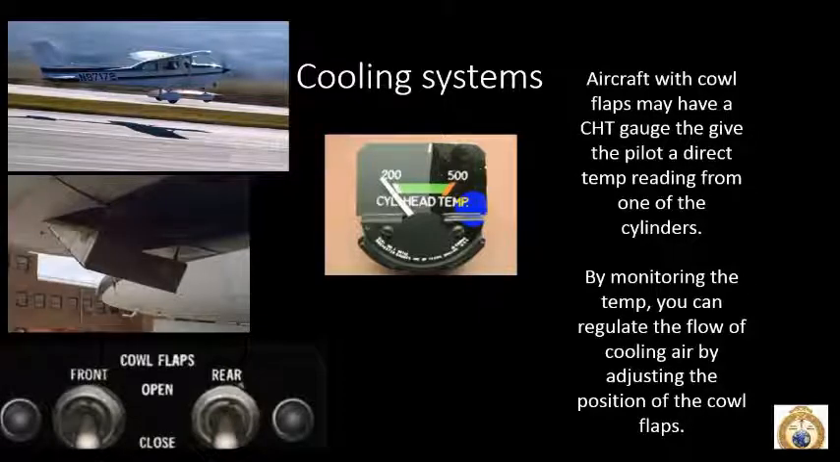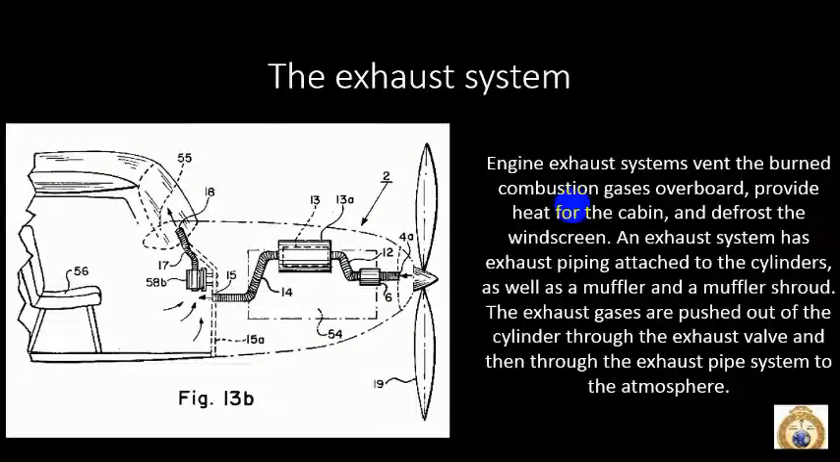So it's kind of like your stoplight system. Green, you can go. Yellow, use caution because the light's about to change. Red, stop. So there's a method to the madness. And then the exhaust system. It's a part of cabin heat and windshield defrosting.